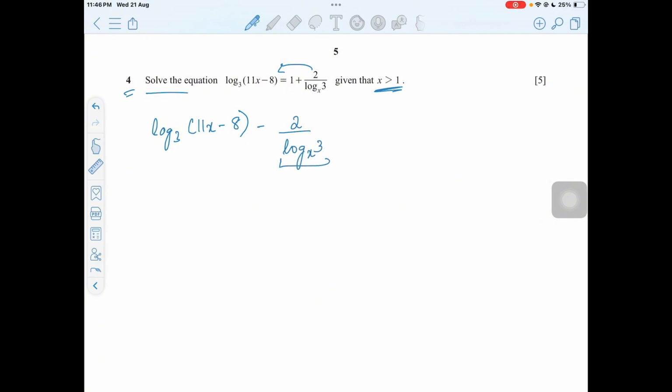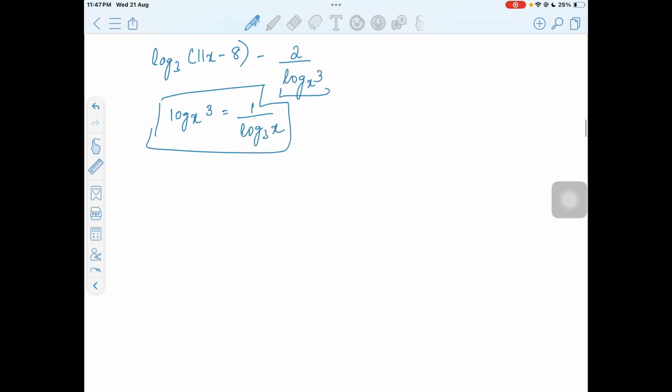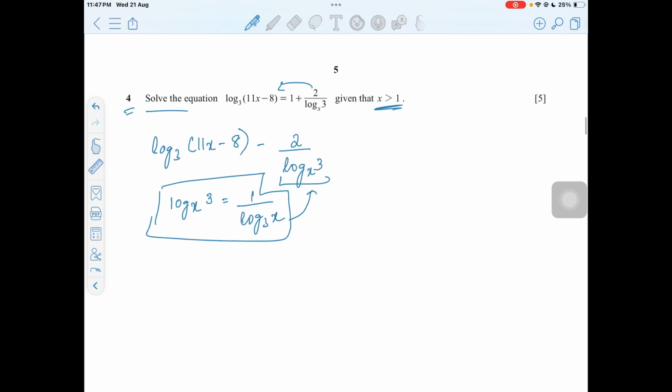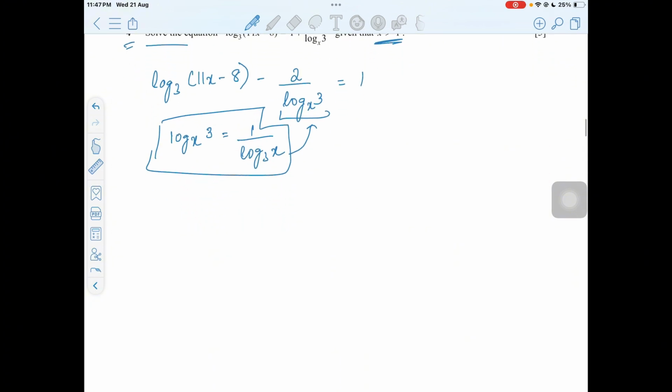Now let's just recall that this log x 3 can be written as 1 over log 3 x, right? So this is a common log law. We can just write it over here. So this would be, let's just complete it as well. So this would be log 3 of 11x minus 8 as it is, negative 2, and since it's 1 over log 3 x, this will go up, so this would be log 3 x equals 1.